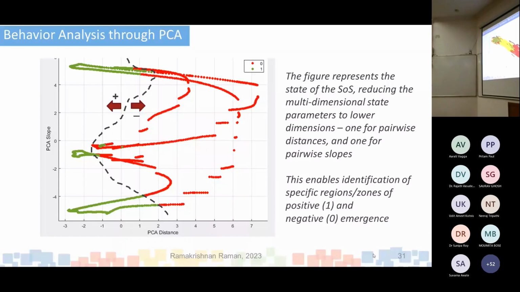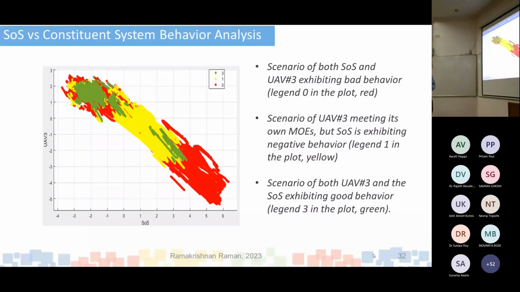So again, here you can see, looking at the MOEs, the red zones are where at the overall system level, the system of systems, SOS, is not behaving well, as well as the individual constituent system, which is like UAV3. The green scenario is where the UAV and the SOS are good, and the yellow is where the UAV is good, whereas the SOS is not good. What it means is that individually at a component level things are okay, but at a system level it is not good, right?